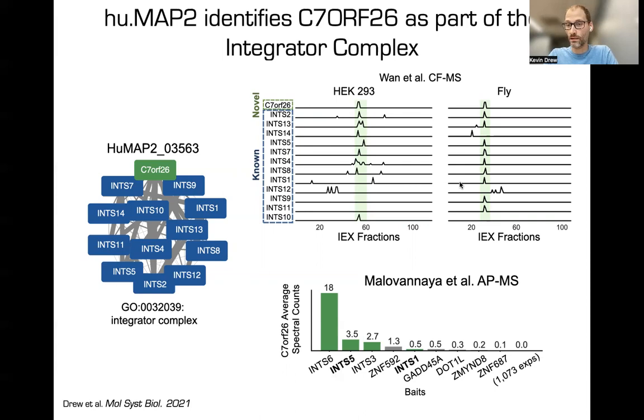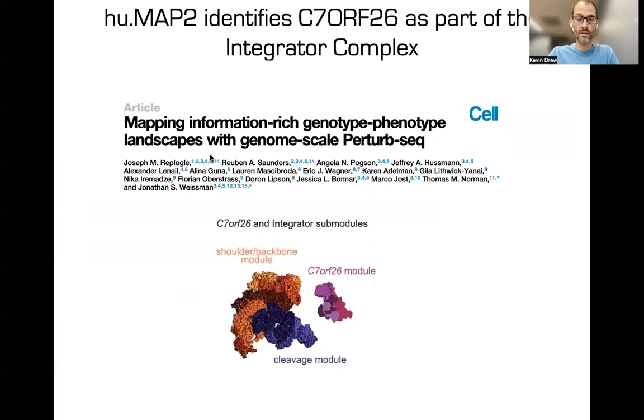We see that this is conserved in fly. So again, fractions on the x-axis, and all of these subunits from the integrator complex and C7orf26 are all co-eluting. So this is pretty good evidence that C7orf26 is part of the integrator complex. We can also look in affinity purification mass spectrometry data where integrator subunits are being pulled down, and we see that C7orf26 is being pulled down with it. So this is all based on mass spectrometry data, and we can then transfer the annotation to C7orf26.